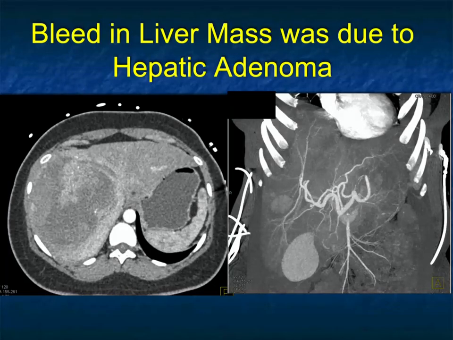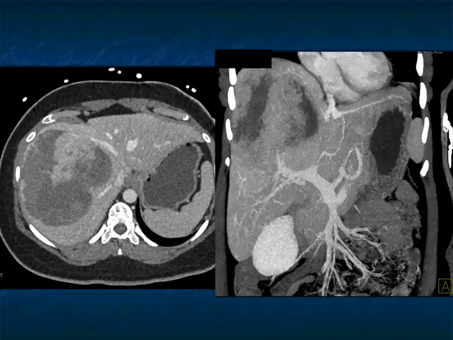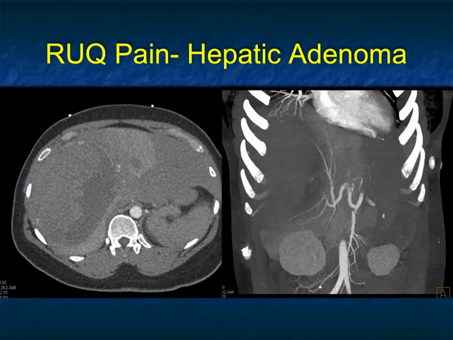You can see the bleed, the mass effect, the stretching of the vessels. Often you don't really see the mass because the mass ruptures when it bleeds. But again, you would have to worry about this. Could be hepatoma, could be hepatic adenoma. The patient did not have a cirrhotic liver, and maybe that makes me feel better about hepatic adenoma.